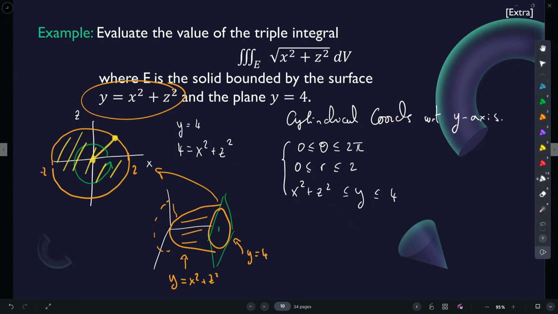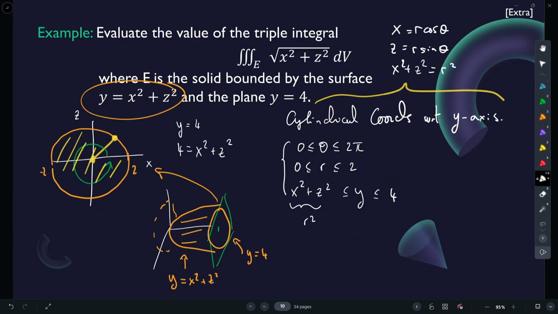We didn't win quite yet because what is this? I want to convert it to r and thetas. What's x squared plus z squared in this case? It's also r squared, because now when I mean cylindrical coordinates with respect to the y-axis, what we're doing is that x is r cosine theta, z is r sine theta, x squared plus z squared is now r squared, because I've changed where the polar coordinates are to benefit from the symmetry of that object. So the y really is going from r squared up to 4.